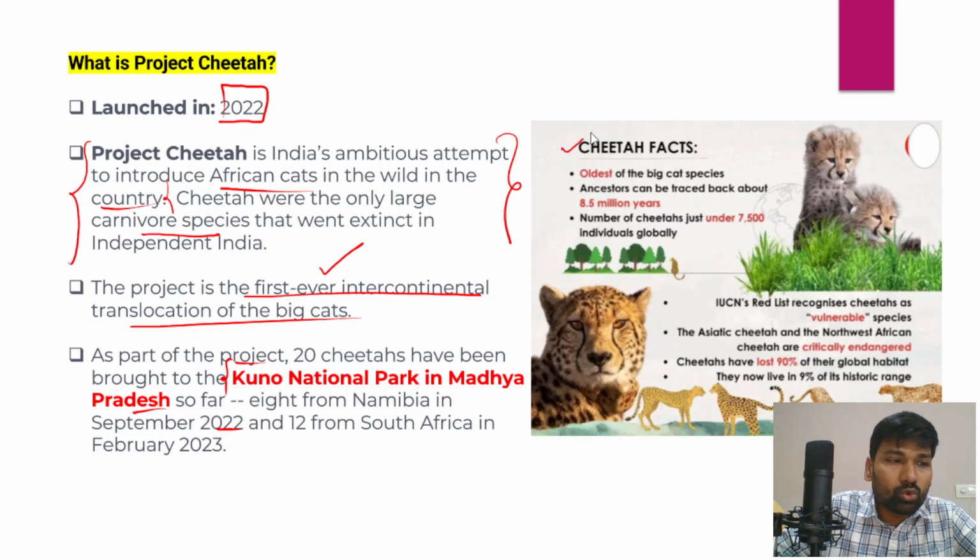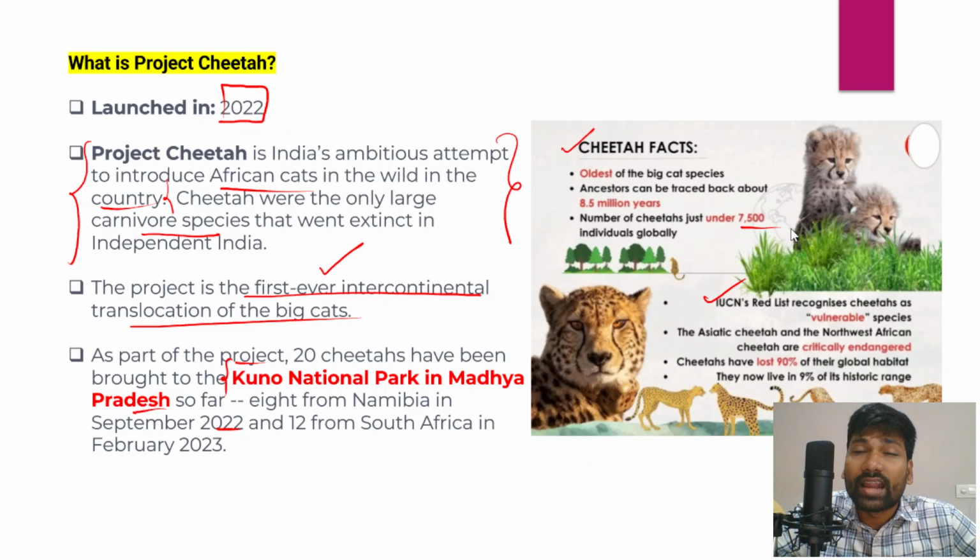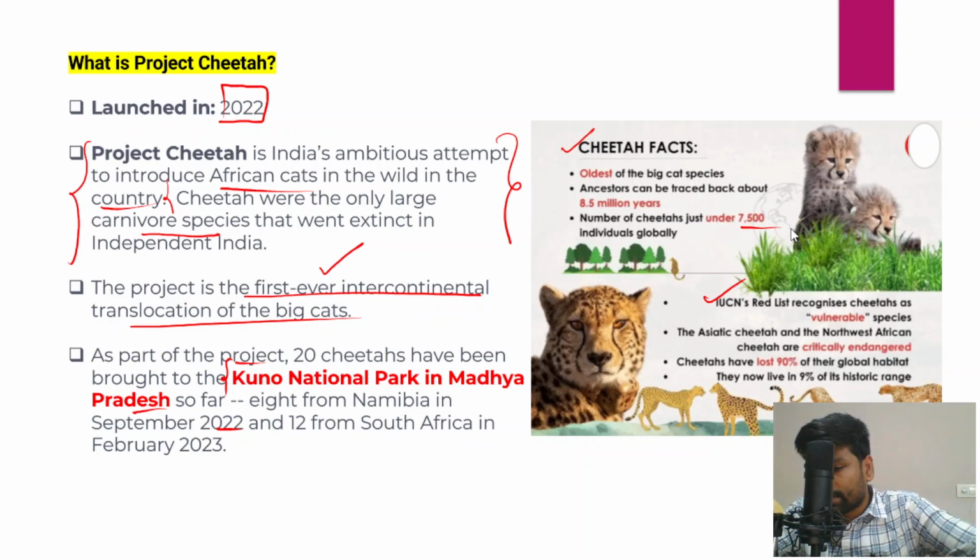So you can also go through some facts with respect to the cheetah population, right? It is the oldest of all big cat species, and the number of cheetahs worldwide is just 7,500 individuals globally. The other important fact is that the Asiatic cheetah population is found only in Iran, right? So these cheetahs which we are bringing back to India are African cheetahs, and Asiatic cheetahs are a critically endangered species.